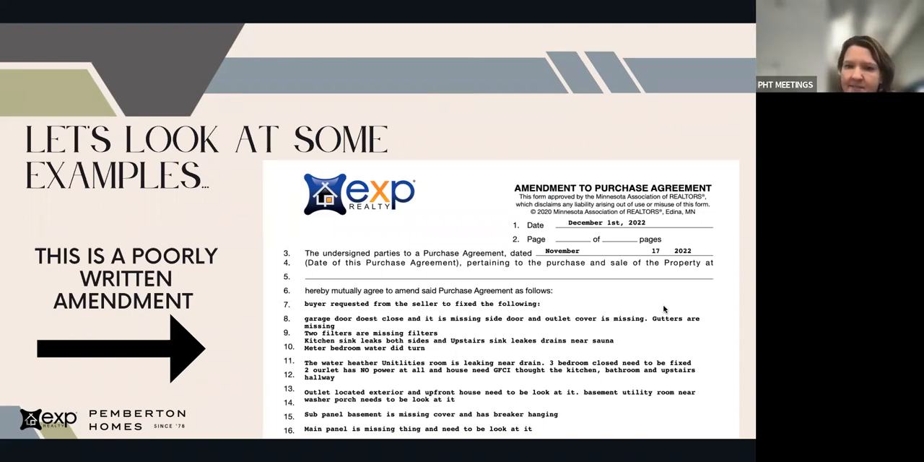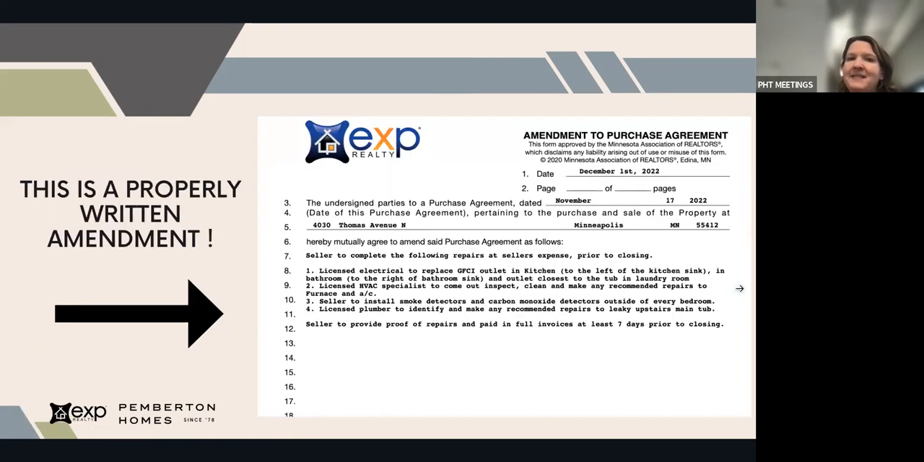Like "main panel is missing thing and need to be look at it." Okay, what thing are we missing? Who do you want to look at this? Does the seller just go down and take a look and flick the thing and say it's fine, or do we want an electrician? So just writing clear and concise amendments is super important.